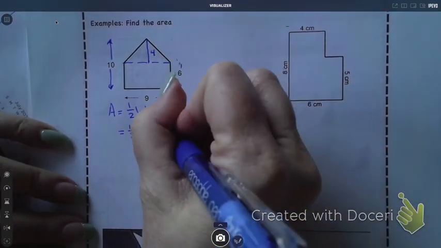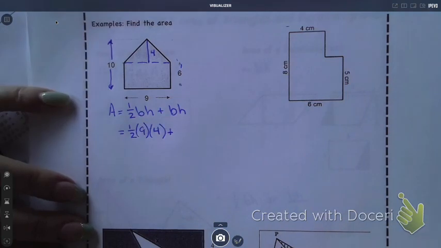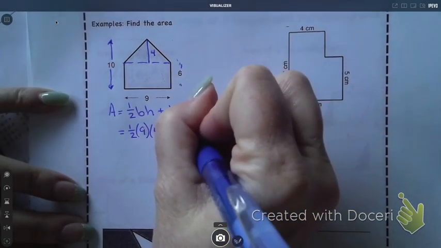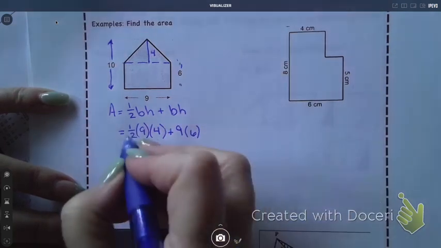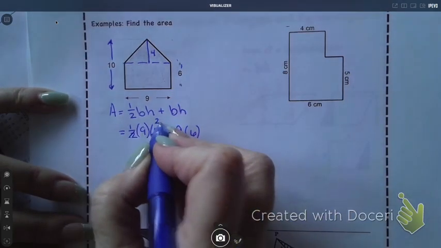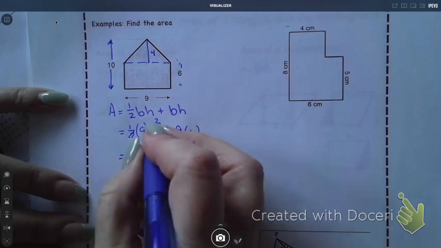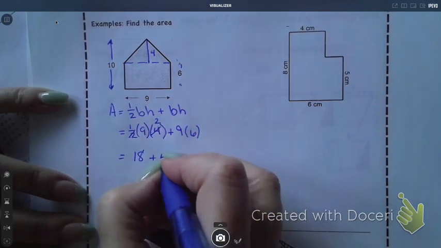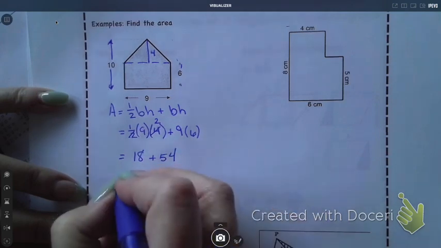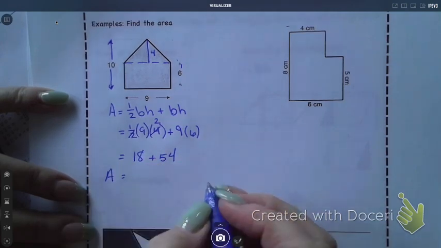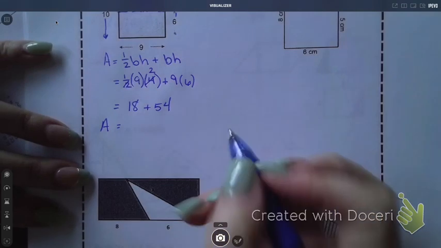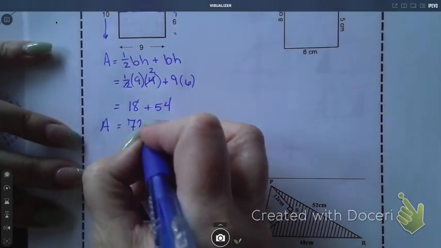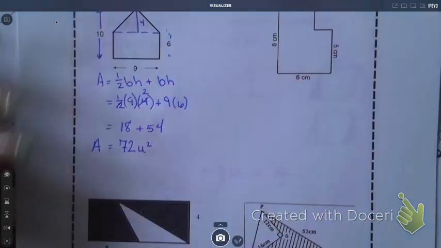Jenna, put your head up. And the rectangle then? 9 times 6. So I'm not taking half of 9. How about you? So half of 4. So 2 times 9 is 18 plus 54. And am I too low yet? So 72 units squared. So I want you to try the next one on your own.